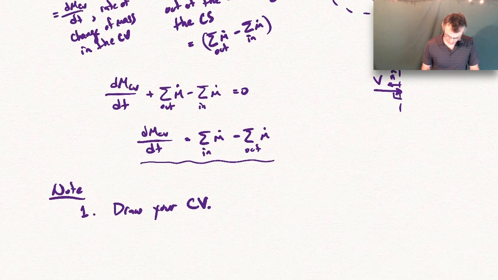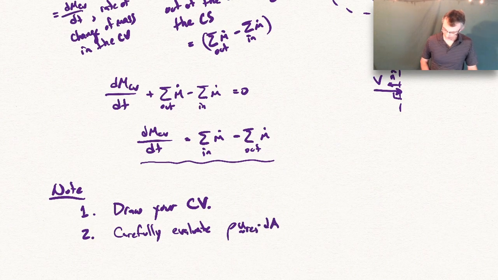The second item I'll mention is to carefully evaluate that urel.dA integral over the control surface. Just a couple of things to keep in mind with this. First of all, the urel is the urel at the surface.